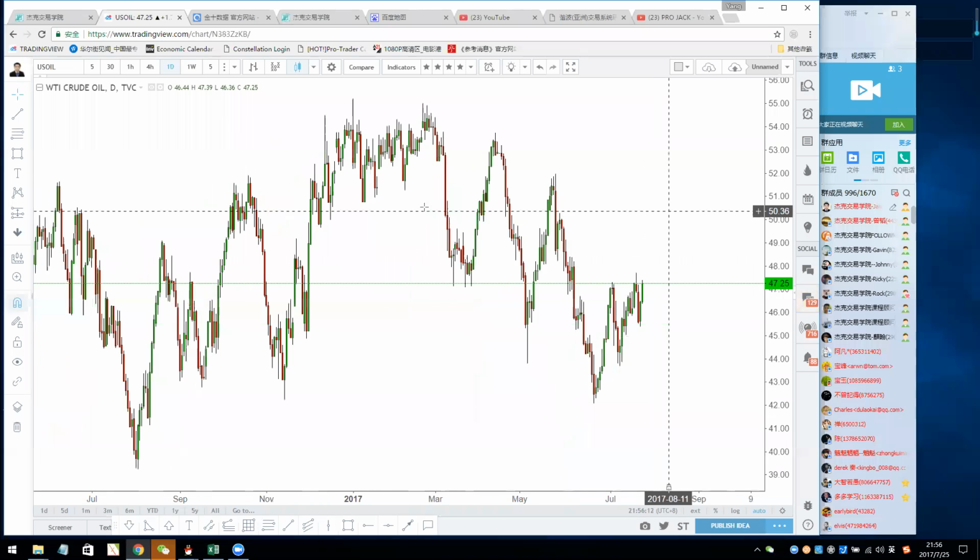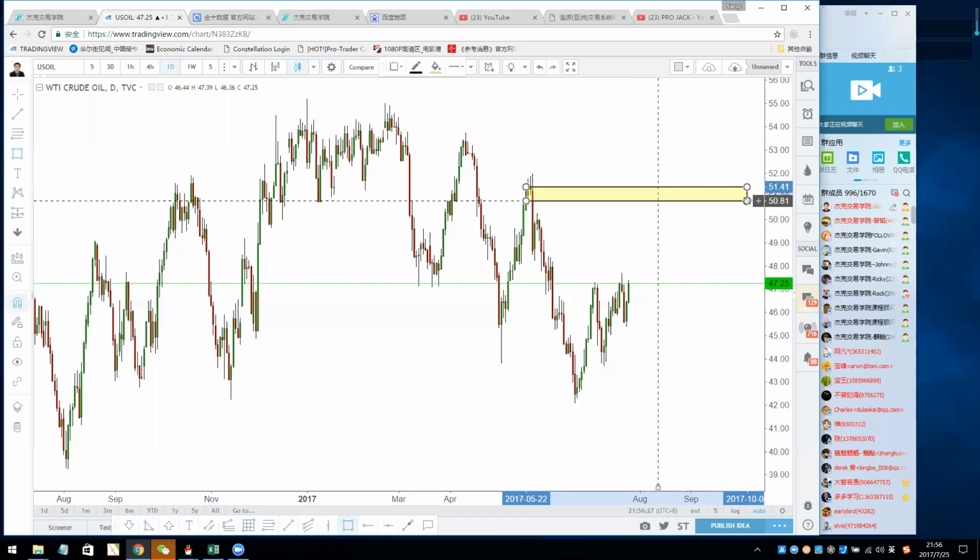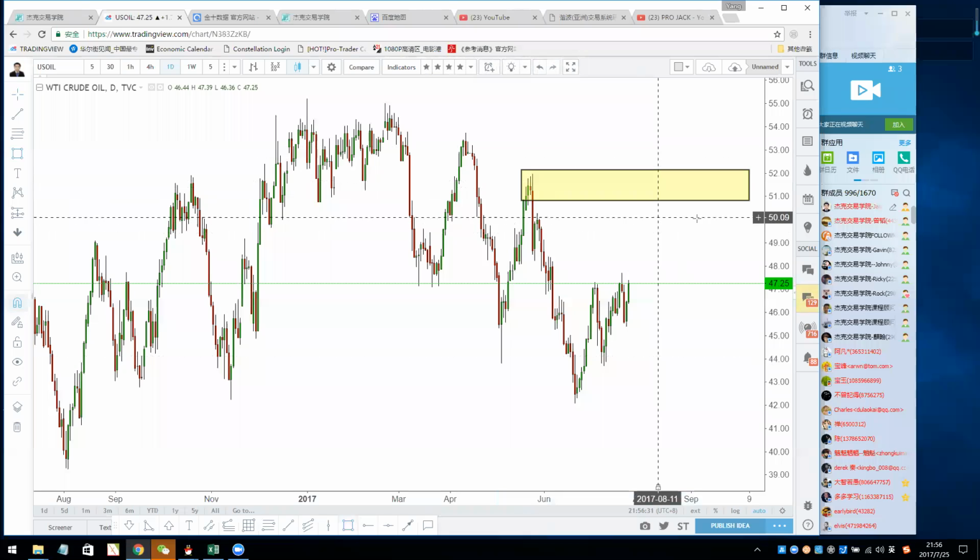Just be careful, because each time oil goes down, it rallies so much. So this time it goes down, and the rally is starting. It may go up to this place, maybe to another 50 area as well. It may go to that high.